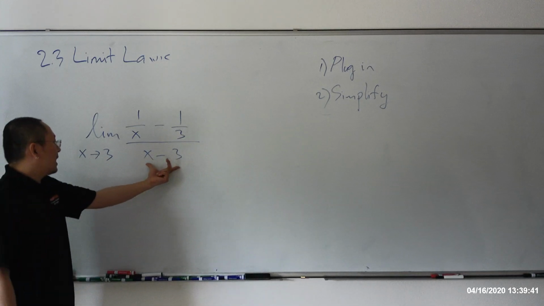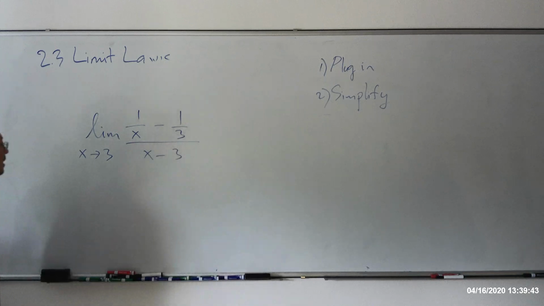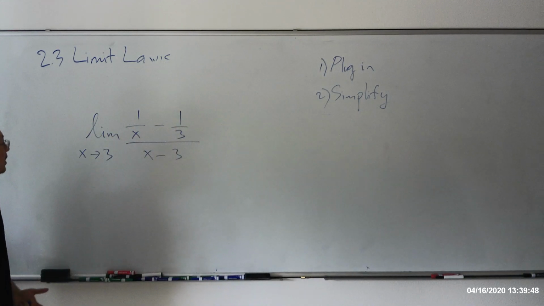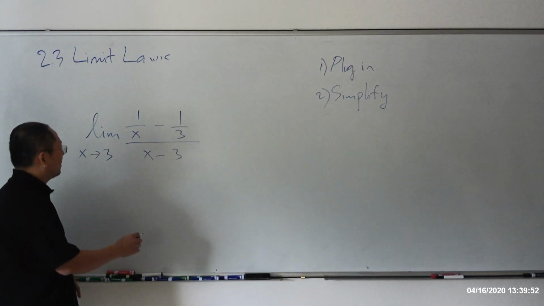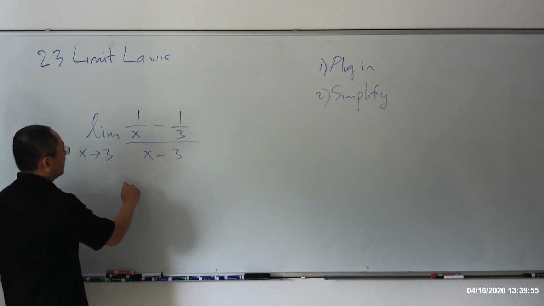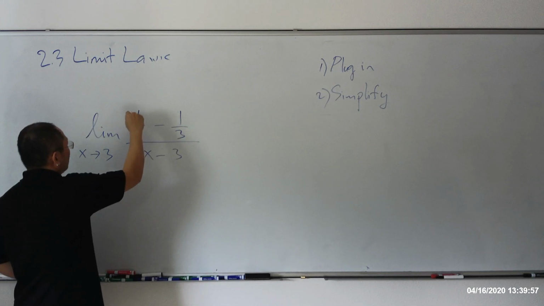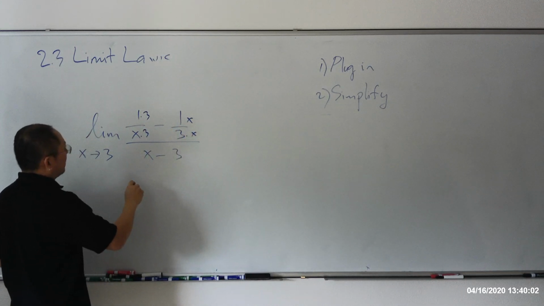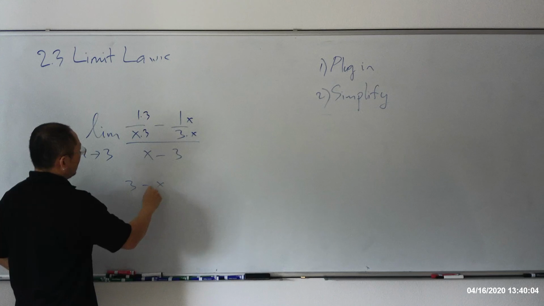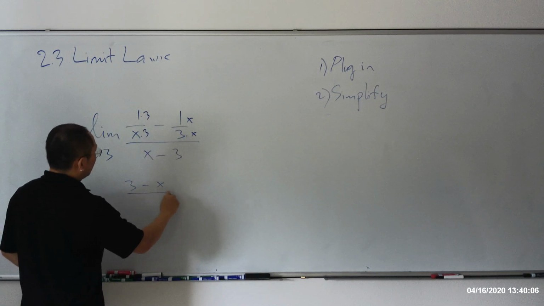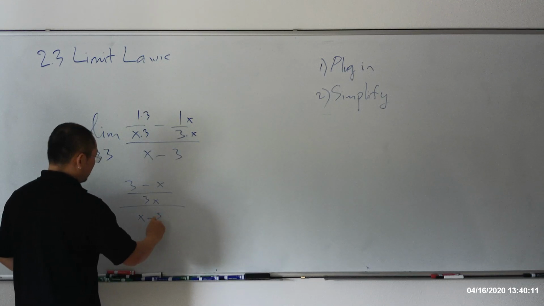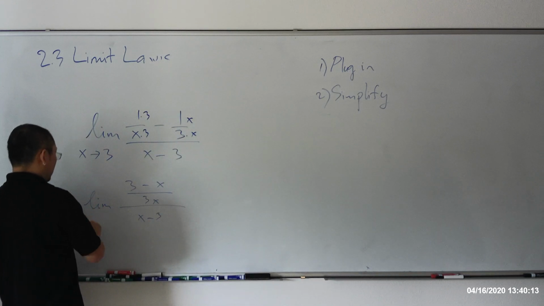The denominator is just x minus 3, but the numerator is a difference of 2 fractions. By the way, there was a whole thing called the complex fraction. So we're going to simplify this complex fraction. Make the same denominator on the top, so it's times 3 here, times x here. I got 3 minus x over 3x, everything divided by x minus 3, and then the limit when x approaches 3.